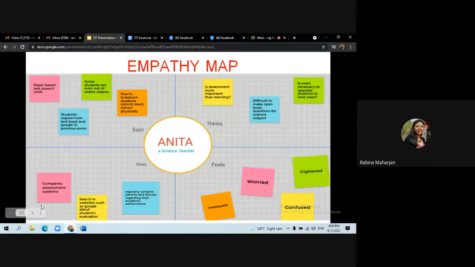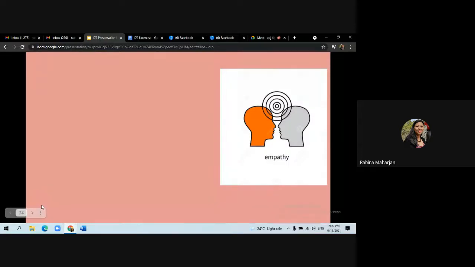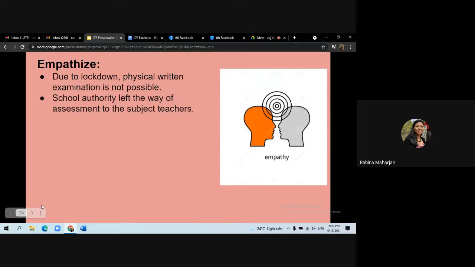So based on this empathy, we have summarized these feelings into certain points. For example, the gist of the empathy map is that due to lockdown, physical written examination is not possible, and due to authority, since during the interview she also said that the authority of the school has left the decision of making assessment to the subject teachers.